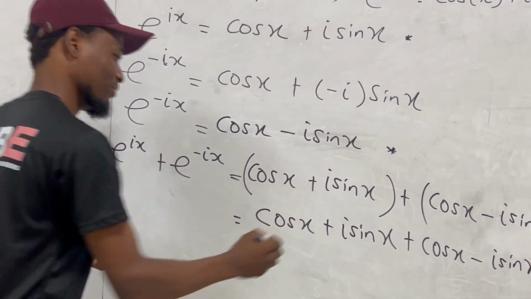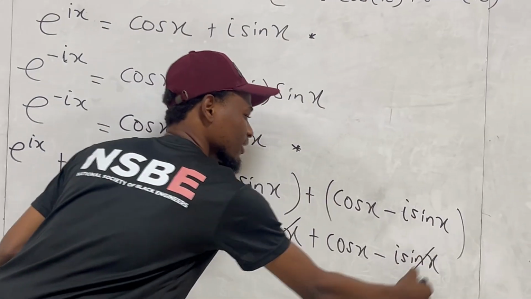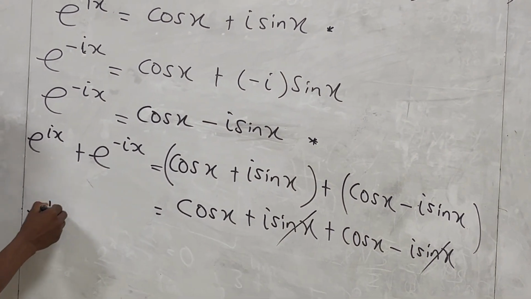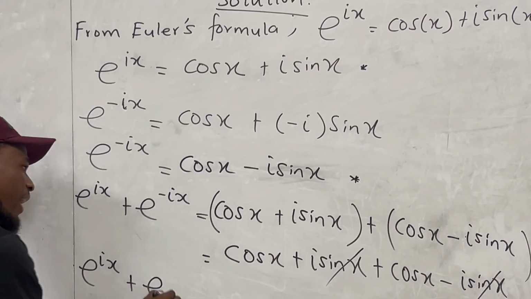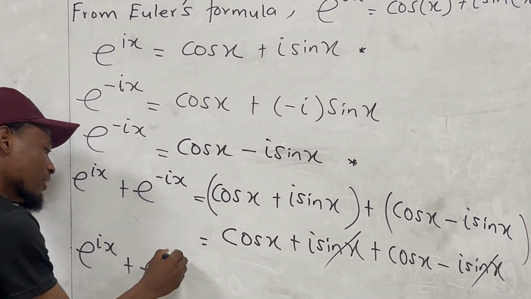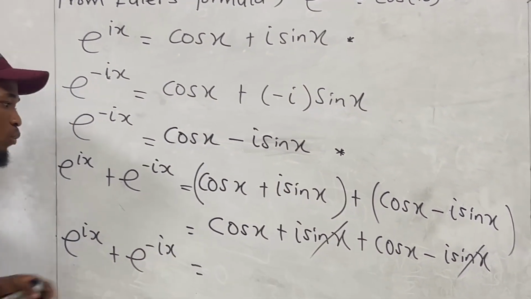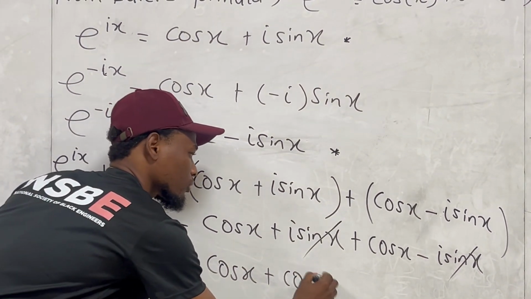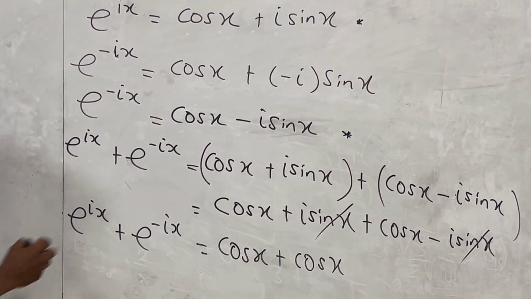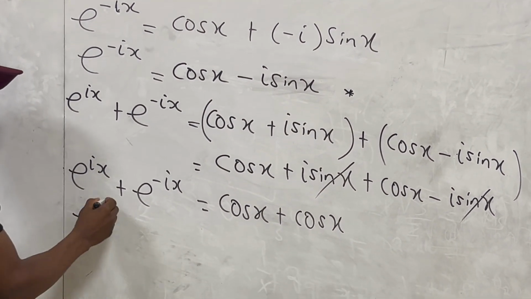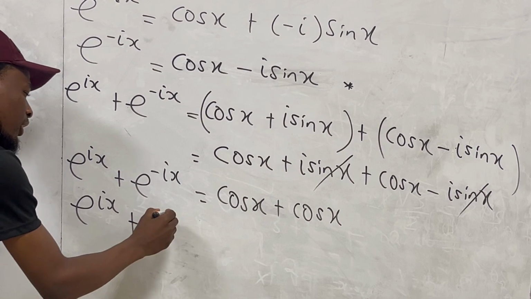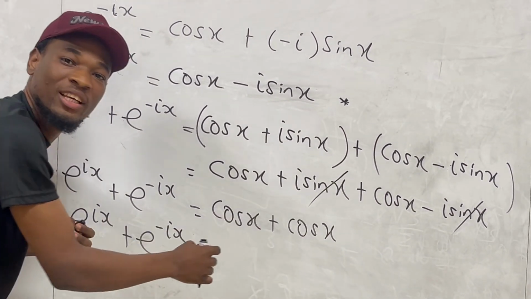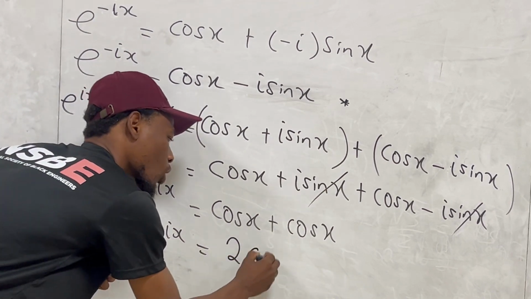So clearly this cancels that. So what do we have? We have exponential ix plus exponential negative ix is equal to cos x plus cos x, and clearly this gives 2 cos x.